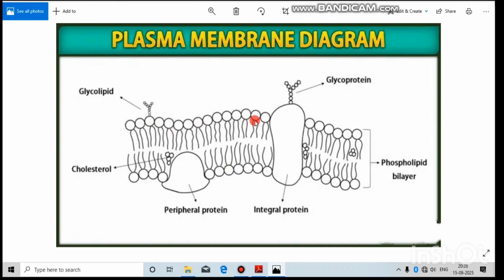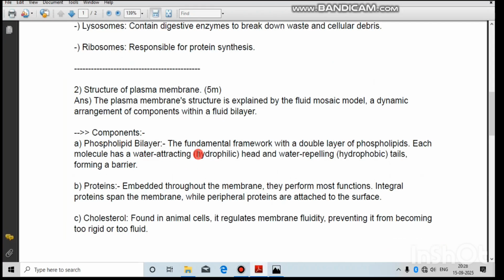Here the ball like surface, as you can see, that is the water loving surface. Here tail like surfaces are there. These are the water hating substance, water hating molecules, guys. See here the fundamental framework with a double layer of phospholipids. Each molecule has a water attracting hydrophilic head and water repelling or water hating hydrophobic tails, forming a barrier, guys.